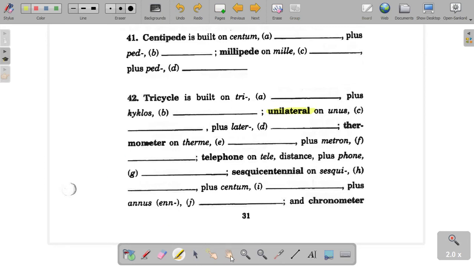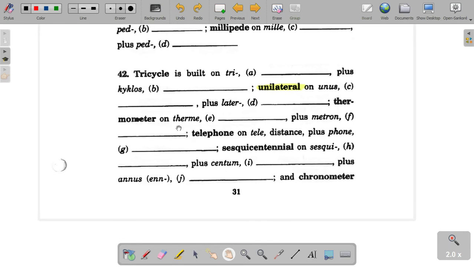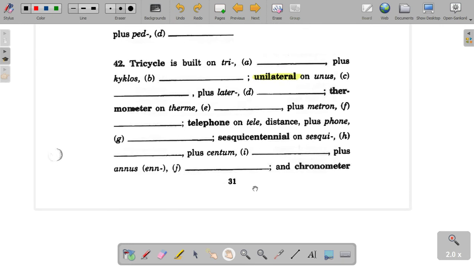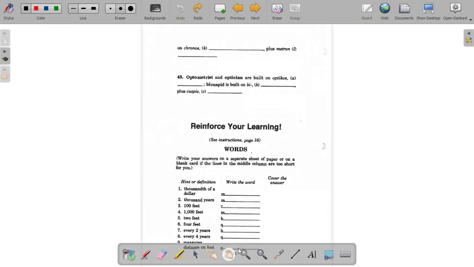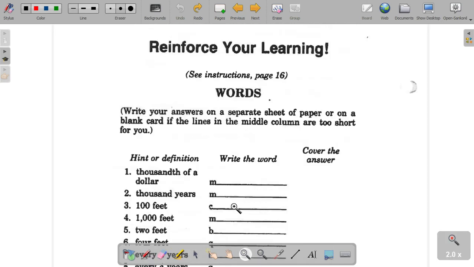Let's see. Therma. Do you remember what therma means? Measure. Well, that's what metron means, but therma means heat. Good. All right, good. And then sesquicentennial. Sesqua means 150. 1.5, right. In this case, it's 150 years because it's a sesquicentennial. So it means 1.5 times 100. Good. All right, good.